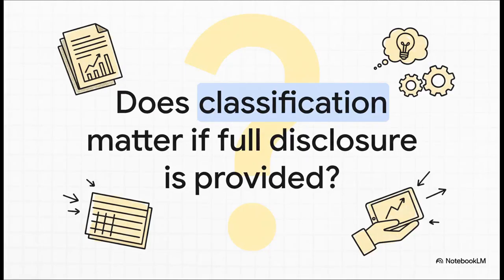So I want to leave you with a final question to think about. We know that all the nitty-gritty details of a company's debt are disclosed in the notes to the financial statements. So if all the information is there anyway, does it really matter how we classify liabilities as current or non-current right on the face of the balance sheet? Does that classification actually add value for an analyst or an investor? It's something to ponder. How much does presentation and classification matter when it comes to truly effective financial communication?